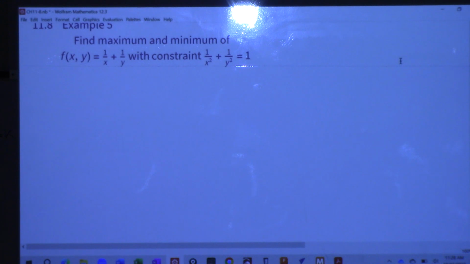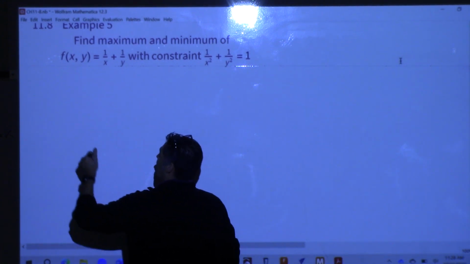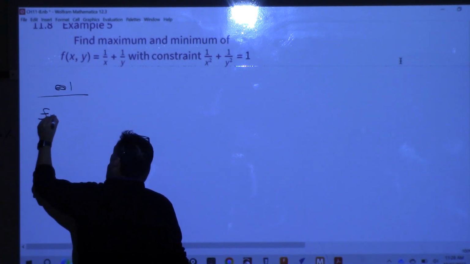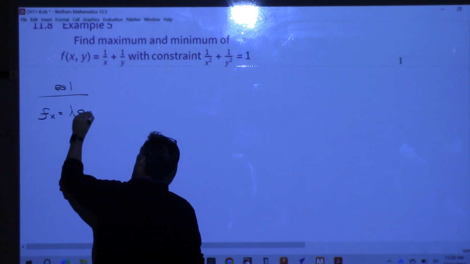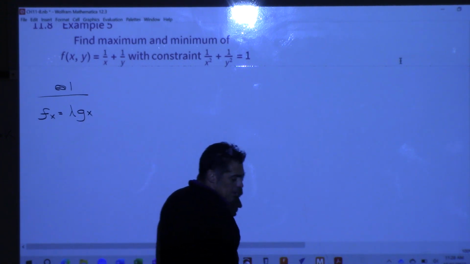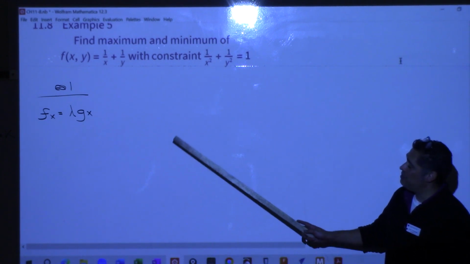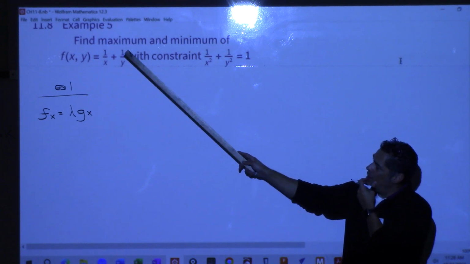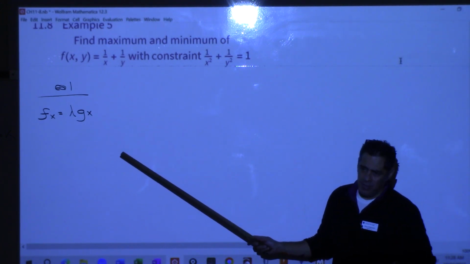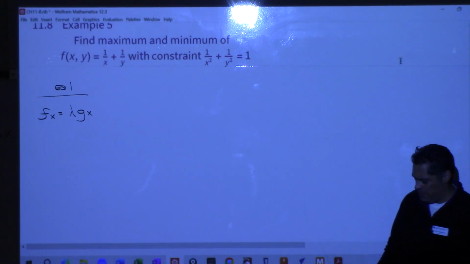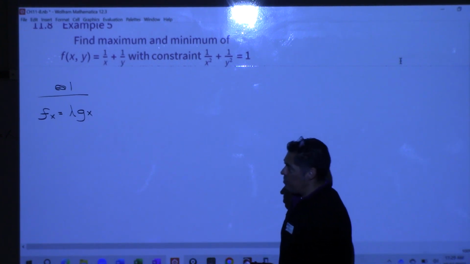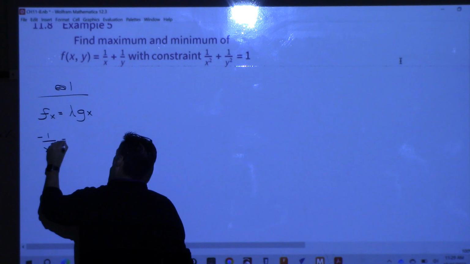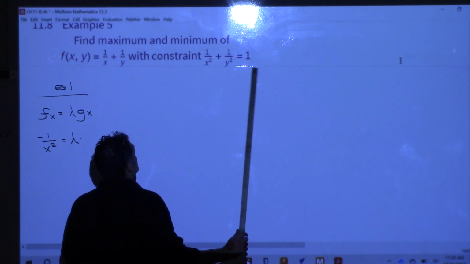All right, there it is. So, first equation: partial f with respect to x equals lambda partial g with respect to x. This all depends on how comfortable you are with differentiation, right? But for differentiating this, we can do them separately. 1 over y is a constant, so the derivative of that is 0. That derivative is going to be what? Negative 1 over x squared, right? Negative 1 over x squared equals lambda times partial g with respect to x.